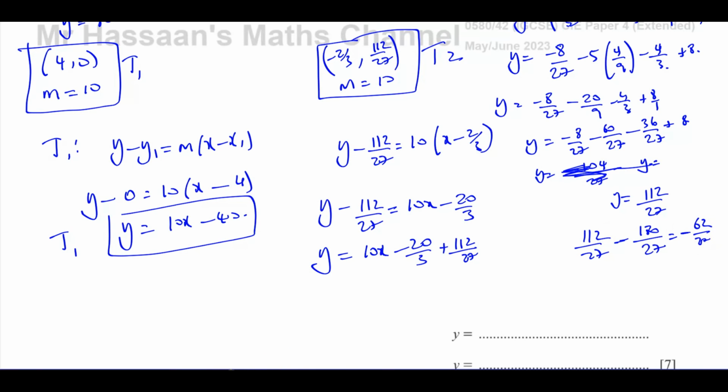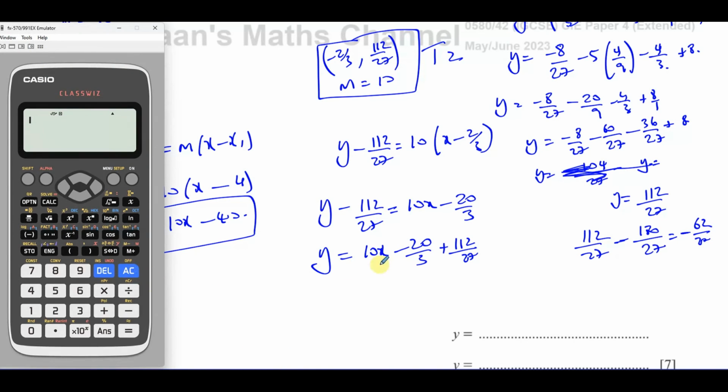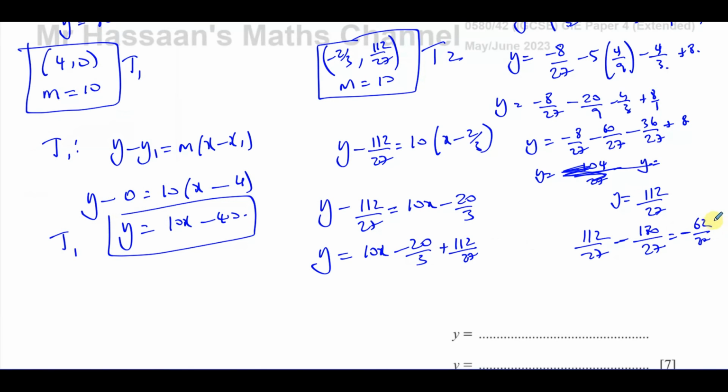Let's just make sure of that. So we have minus 20 over 3. Let's do it from here. Yes, minus 20 over 3, and plus 112 over 27. Okay, and that gives us minus 68 over 27. That's correct. Did I say minus 62? Minus 68, sorry. So y is equal to 10x minus 68 over 27.